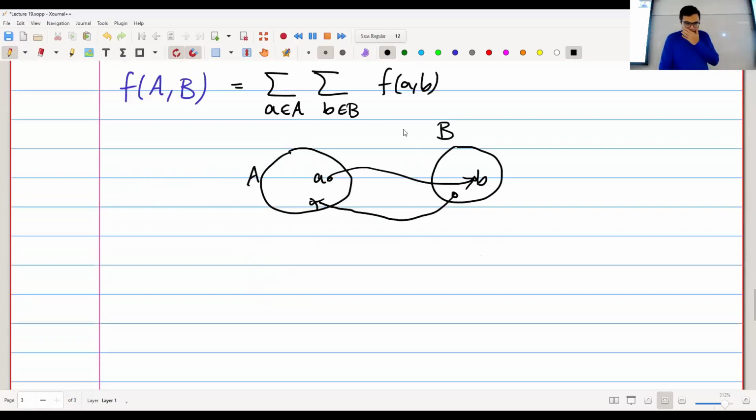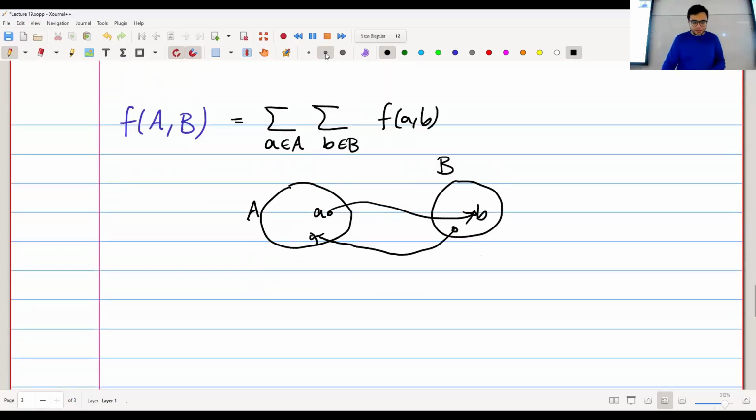Now I want to prove some things about this. Well, first of all, what is f(S, V)? So here S is my source. So I mean the set containing only my source. And V is all of the vertices in my graph.